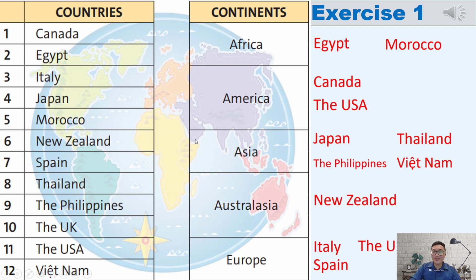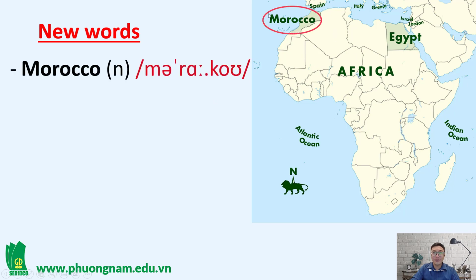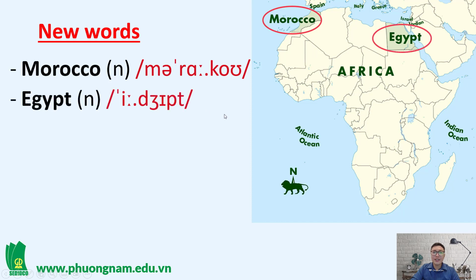Next, we have some new words today. Look at the picture. Look at the map. You see Africa. Morocco. Repeat after me. Morocco. Again, Morocco. Yes, very good. And Egypt. Egypt. Yes, very good.